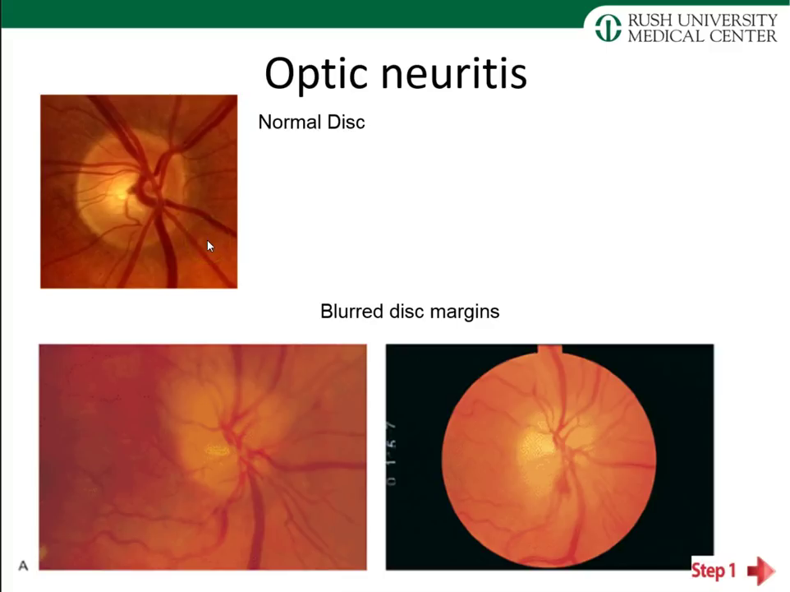Below, you can see that the disc margins are blurred. These blurred disc margins we've seen once before when we discussed papilledema or increased intracranial pressure. However, in this setting, we also see blurred disc margins in optic neuritis. Again, your patient will frequently present with vision loss in one or both eyes, and on examination they will have blurred disc margins.